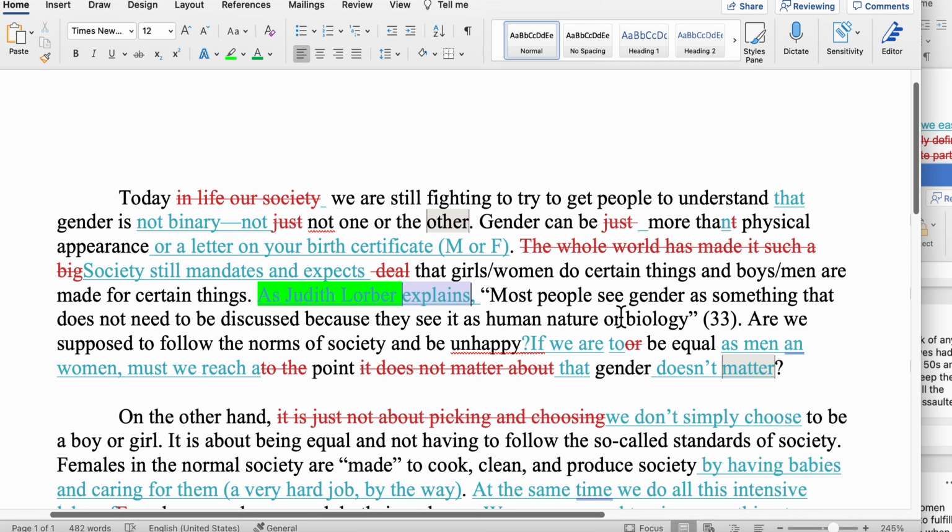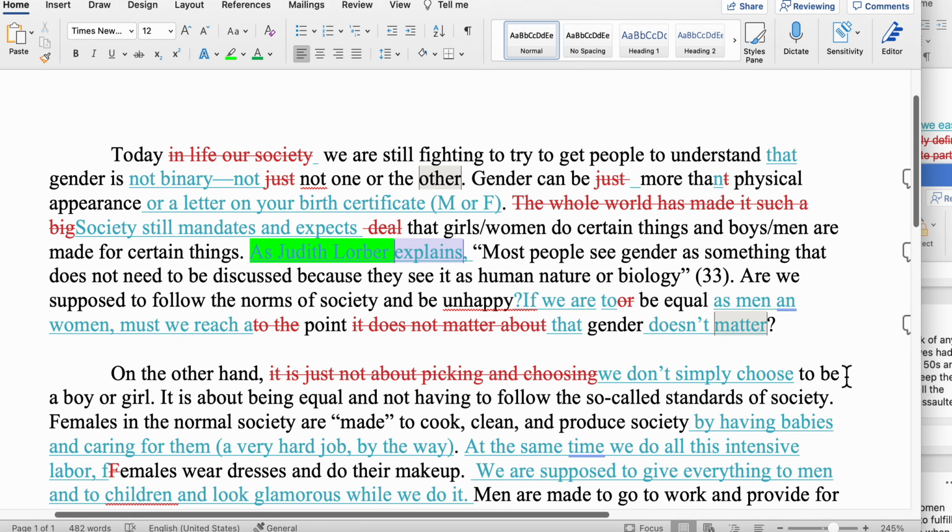So if you have a quote, such as, most people see gender as something that doesn't need to be discussed because they see it as human nature or biology, you would add, as Judith Lorber explains, comma, and then the quote. And then you can just put the page number, if you have it, in parentheses. And for me, it doesn't even matter if you have the page number.